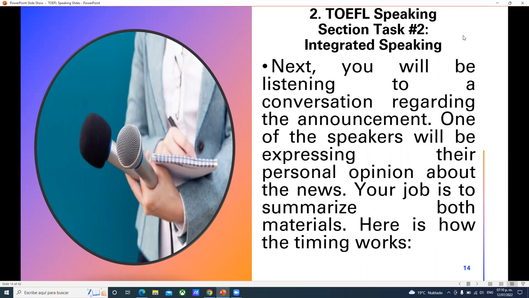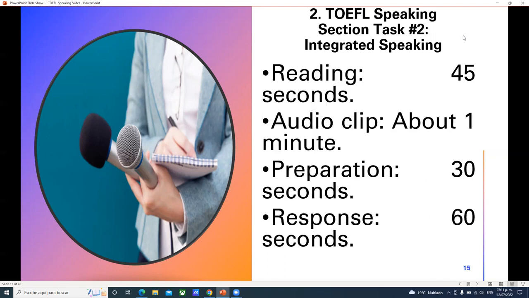Imagine that your passage was about, for example, as in the illustrations there, a change in the bus service. So this student in your conversation or in your audio is going to be discussing that. That is to say, he is going to be commenting on his opinion, whether he considers that it's appropriate. You're going to see it, because we're going to practice today as well.